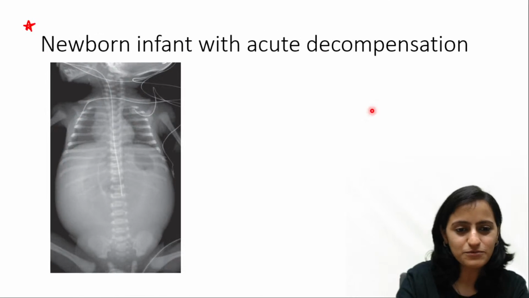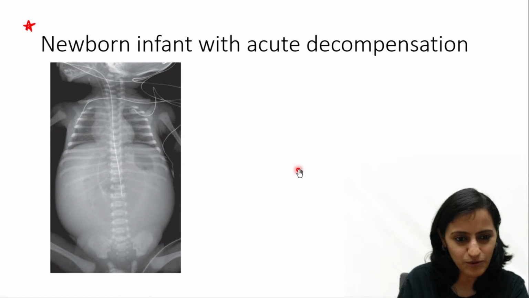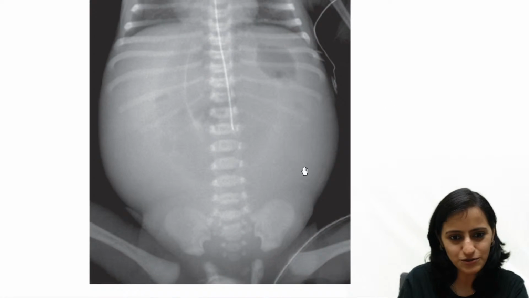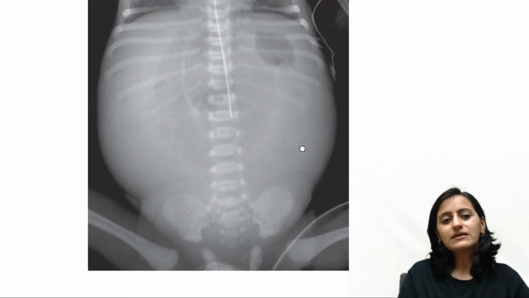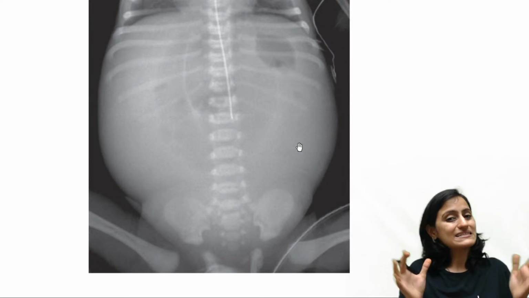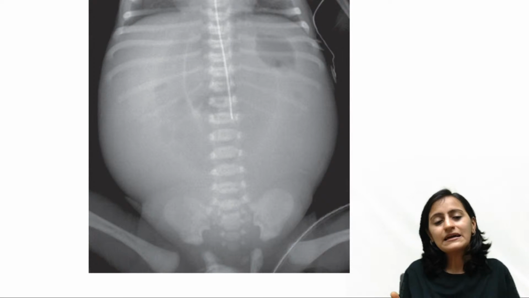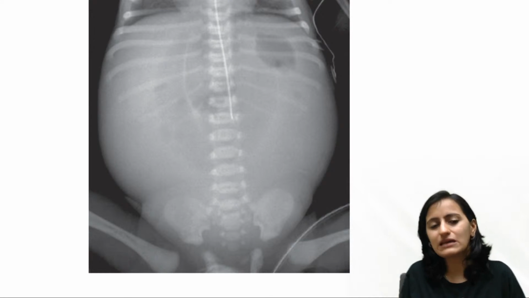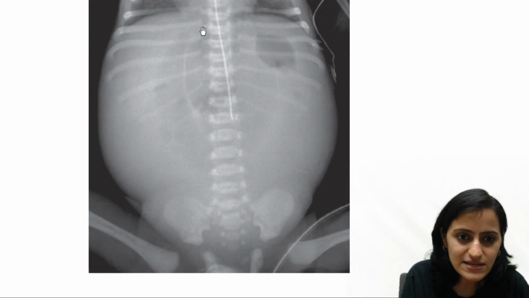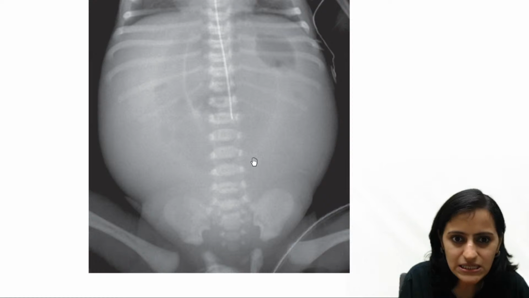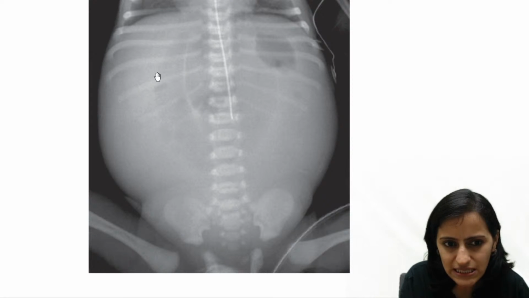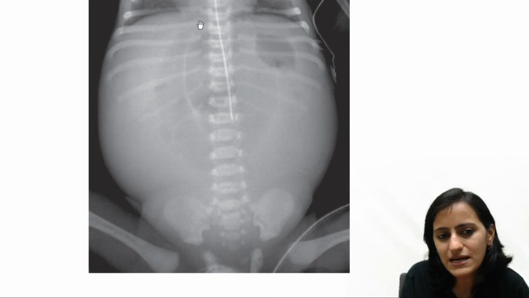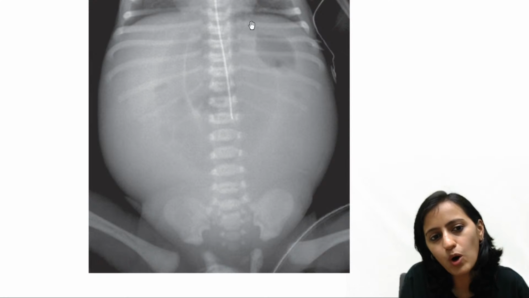Now where is the football sign here? Again, let me zoom this and show you this image. So football sign is seen in massive pneumoperitoneum in the supine radiograph, and it is generally more commonly seen in your infants and children. So this area which you see here in the epigastric region, here in the center, this lucency that we are seeing, that is your football.